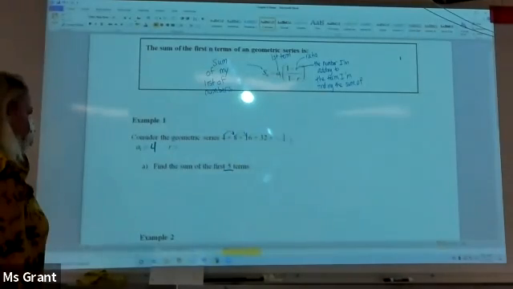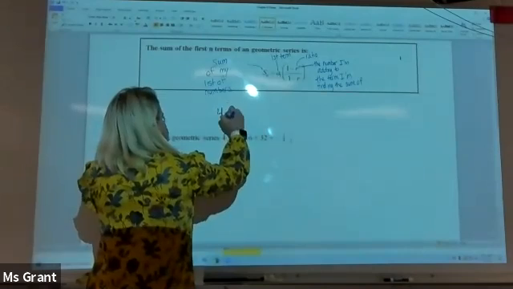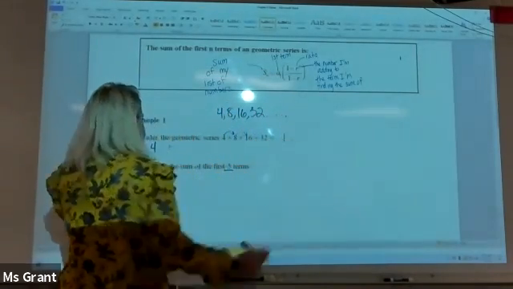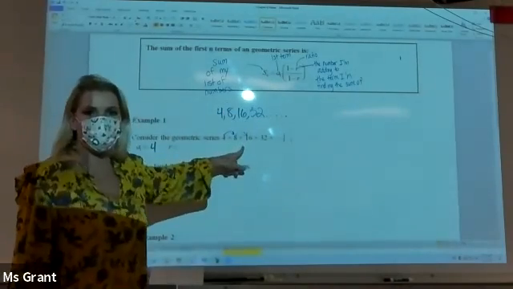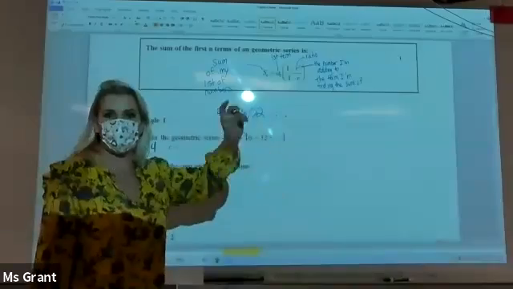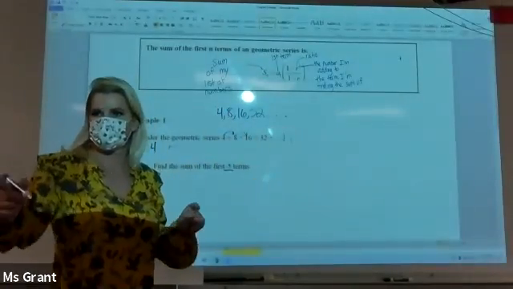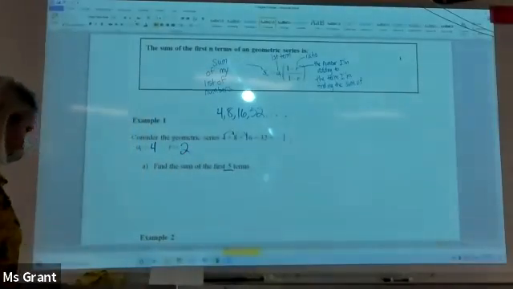So now it's easy to figure out. The plus sign should not confuse you. But the sum means that I'm going to add them. So what's my ratio? What am I doing to get from 4 to 8 and then 8 to 16 and then 16 to 32? It's getting multiplied by 2. My ratio is 2.